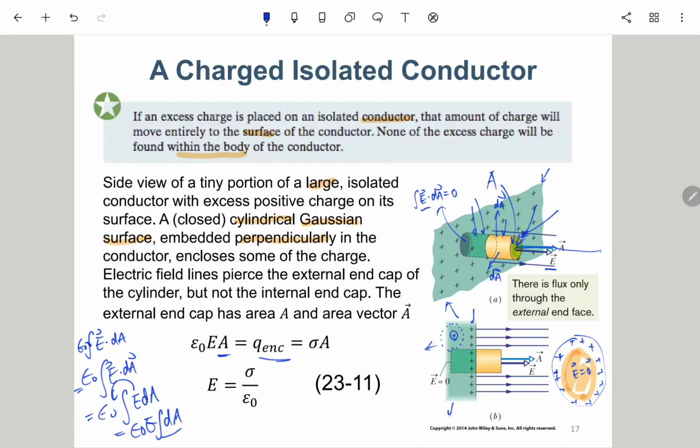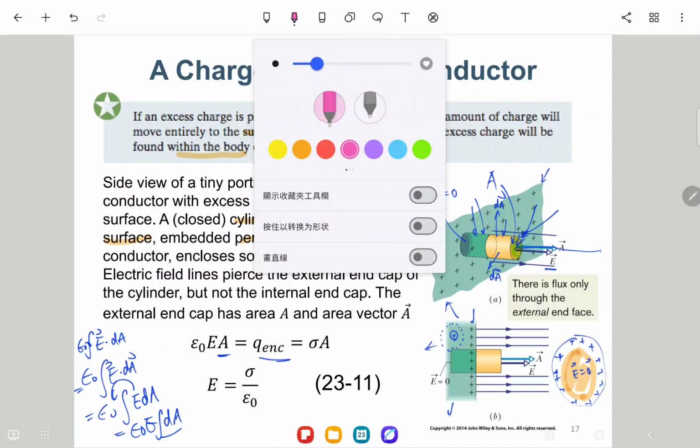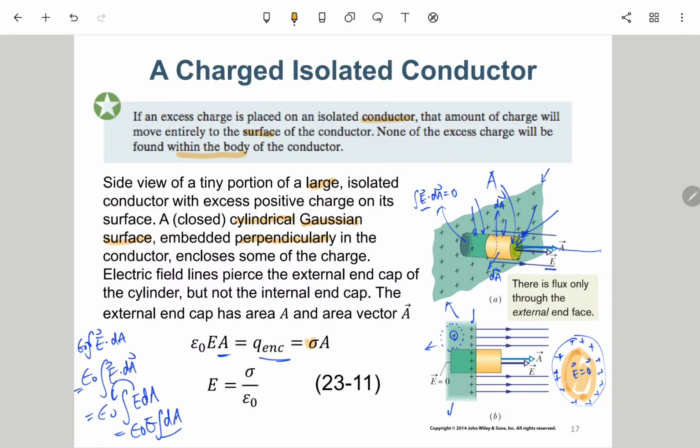Here we also introduce the surface charge density. This is the surface charge density, if you still remember, from chapter 22.